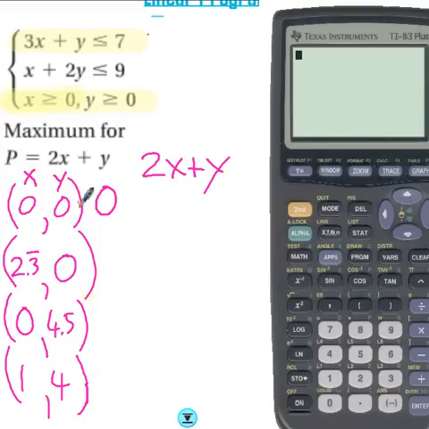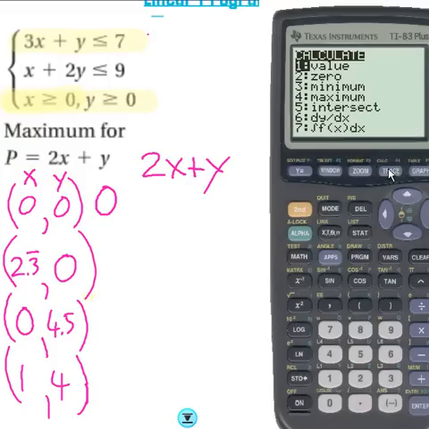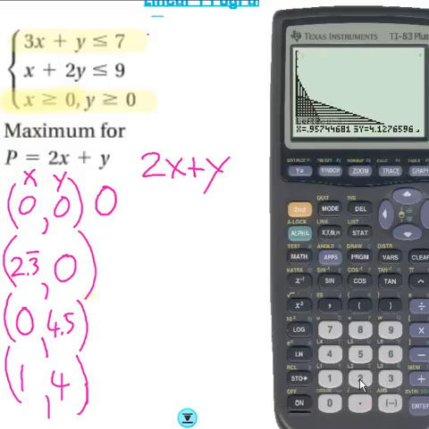Okay? So I'm going to go back to my graph, and if you recall this number here, the 2.3, that was the x-intercept. That was this point here. So I'm going to review how to do that. So that was second, trace, calculating. I was calculating the 0, right? And I want to make sure I've got the right curve, okay? This is the one I'm calculating.